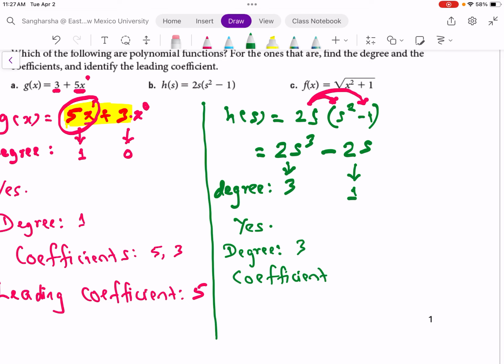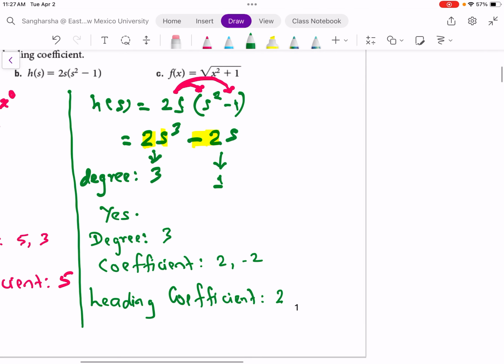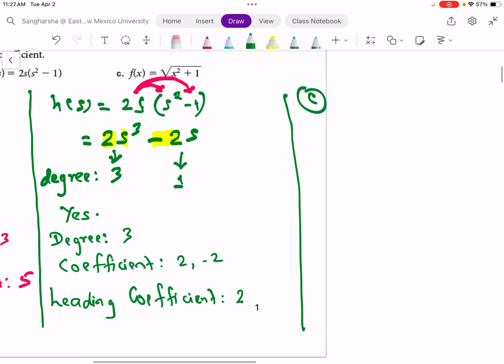2 and -2. Okay, the number in front of the variable, our s is the variable, we have 2 in front, we have -2. So these are the coefficients. And what is the leading coefficient? +2. Okay, the leading coefficient is +2.